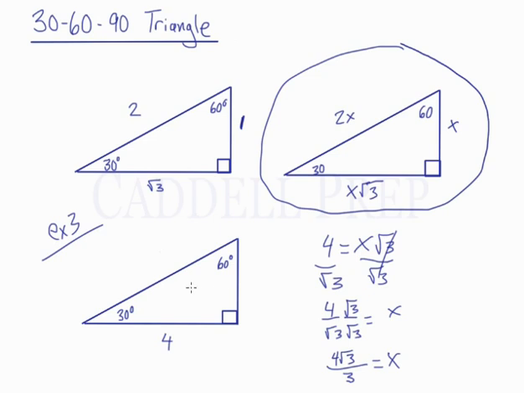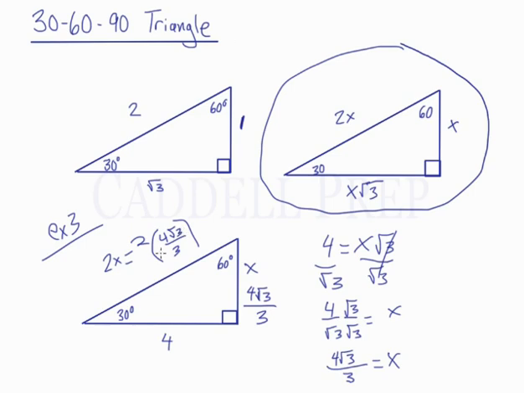So now we have x, we could find the other sides. So let's find the side across from the 30, and we see that across from the 30 is just x. So this side is x, and we know that x equals 4 radical 3 over 3. So this side is 4 radical 3 over 3. The hypotenuse is 2x. So this side is 2x. So in this case it's 2 times 4 radical 3 over 3.